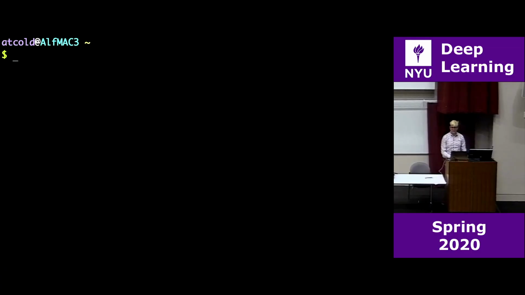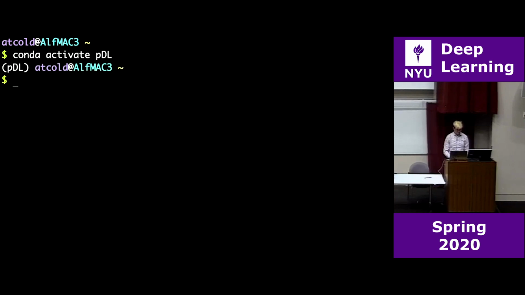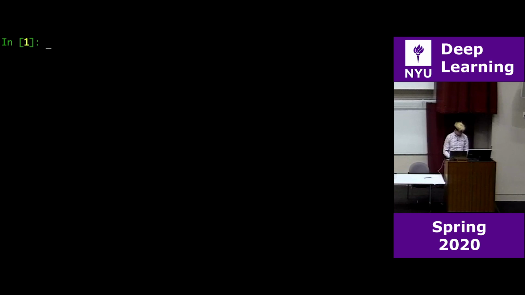Okay, so right now we do conda activate, and then we have activate PDL, right? PyTorch Deep Learning. So here we can just run IPython. If I press Control L, I clear the screen, and we can do import torch. Then I can do from torch import nn. So now we can see, for example, conv.